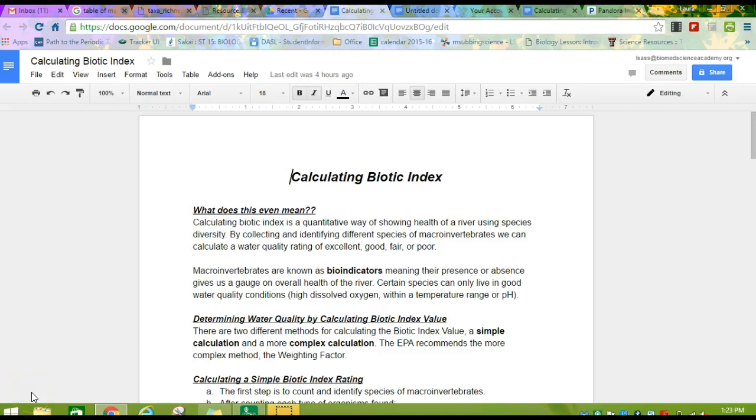In order to get ready for the water quality project you'll be working on next week, you're going to spend some time today calculating biotic index. So this is what you'll be doing next week when we go to the river. We'll be gathering our information and using that information to take some measurements on the overall health of our river. And so to do that, we do what's known as a biotic index.